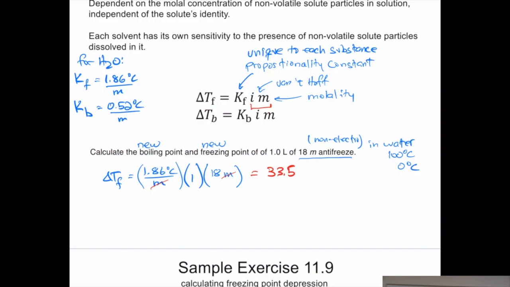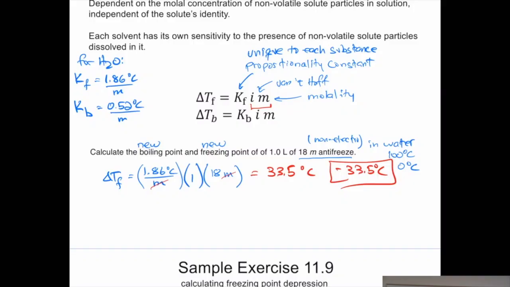33.5, I'll round this to 1 decimal here. That's degrees Celsius. That's the change in freezing point. So what's the new freezing point? Negative 33.5 degrees Celsius. Isn't that nice? If you put an 18 molal solution of antifreeze into your car's radiator, it's not going to freeze until you get to negative 33.5 degrees Celsius. That's why antifreeze is so convenient.